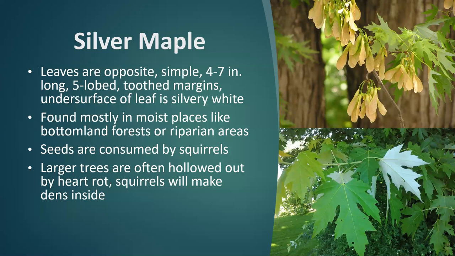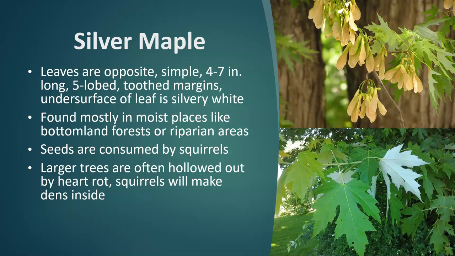And if you think back to what causes a leaf to be silver, that white cover, it's that pubescence. It's going to have a very thick hairiness on the bottom side of that leaf. That gives it away that it is, in fact, a silver maple.